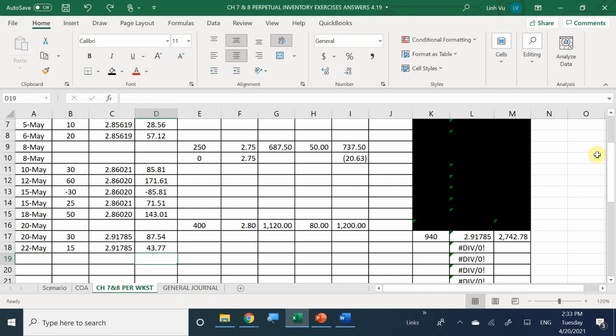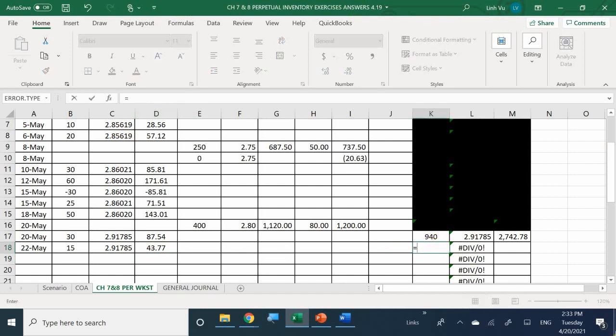43.77. Okay, so let's go ahead. That's the number that we're looking for. But let's go ahead and update our inventory so we know we can move on to the next one. So in this case, how many items should I have left? 925. You should have 925 left.